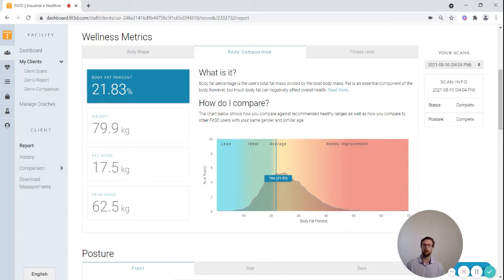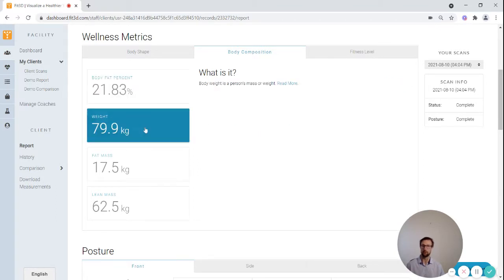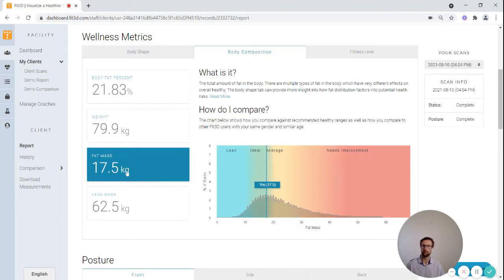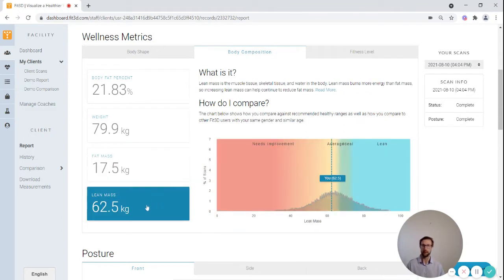So knowing that Fit3D body fat percentage alone is not perfect, on the screen right now, the body fat percentage is 21.83. Now, this is directly linked to the fat mass in kilograms and the lean mass. So 21.83% of 79.9 kilos is 17.5 kilos, and the remainder is lean mass.